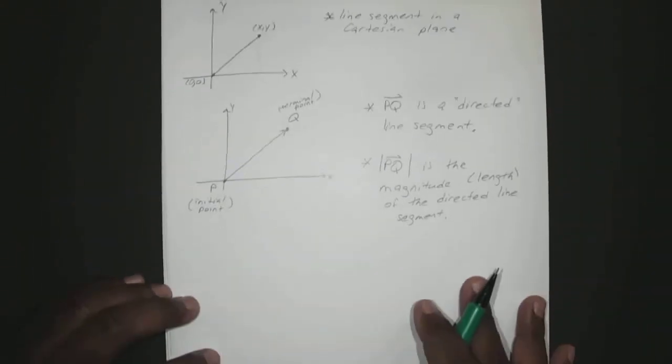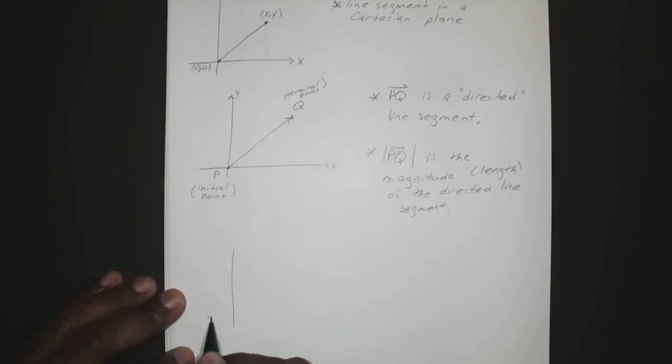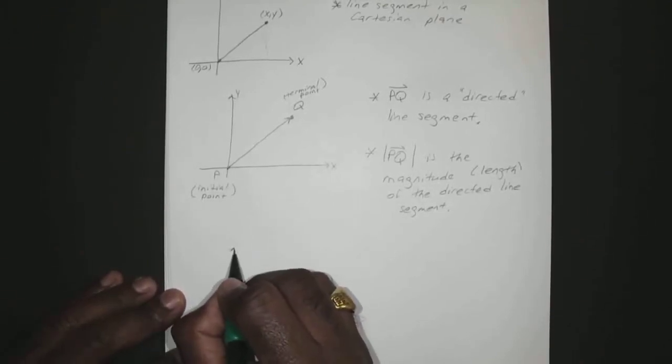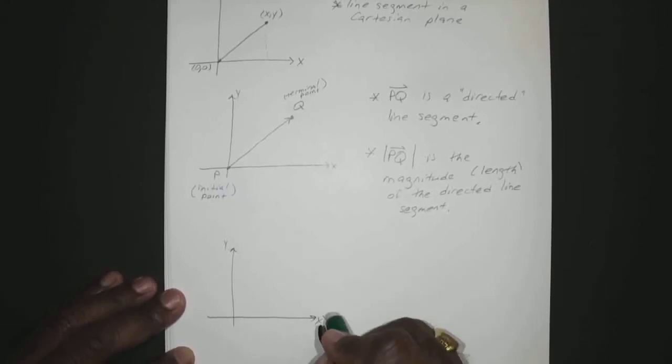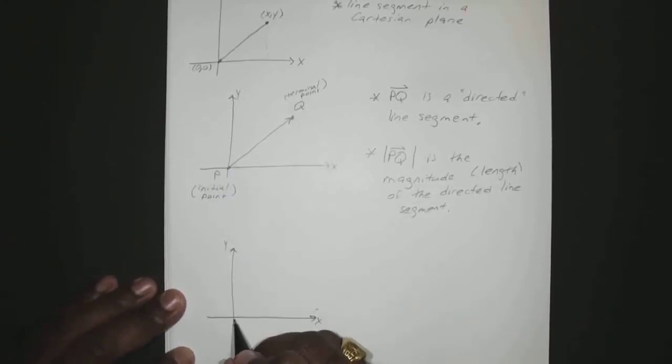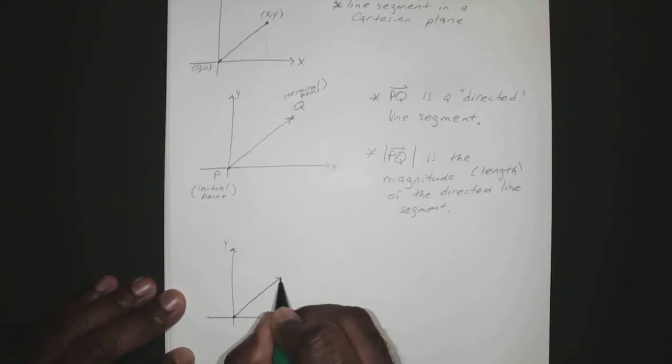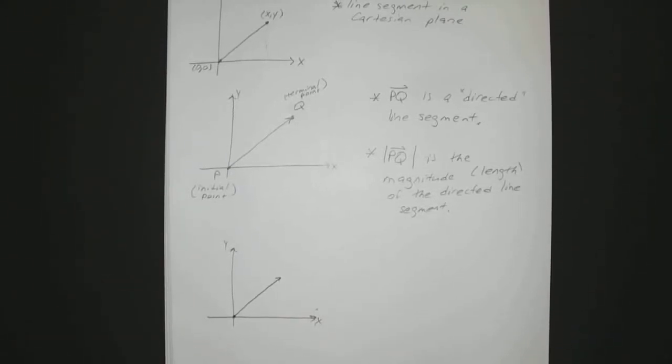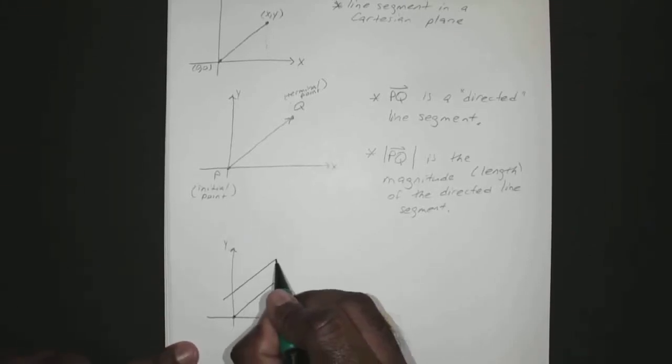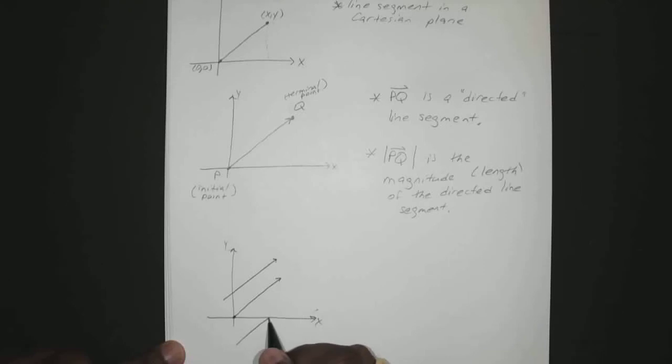If you move this line segment anywhere else, then this particular x comma y is no longer a solution. With a directed line segment, let's say we have our x and our y-axis, and you have your line segment here. You can move that line segment there, or there, or there. As long as it has the same direction and the exact same magnitude, or length, they're all equivalent vectors.